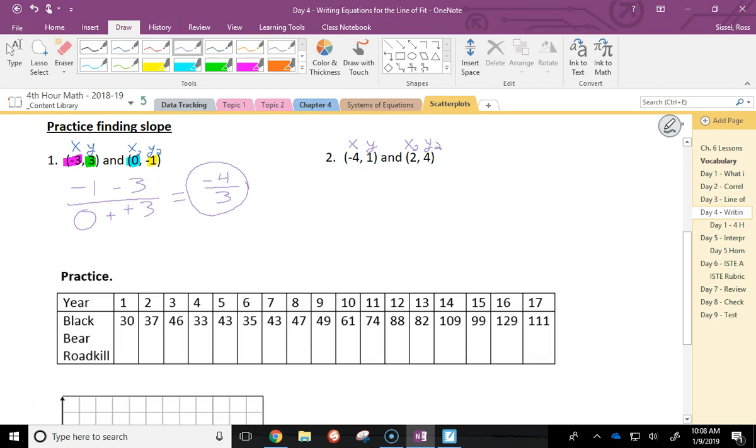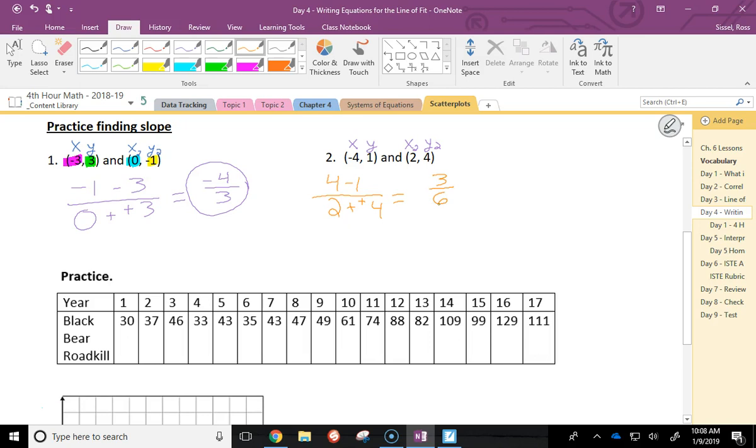Okay, so you have to do y2 minus y1, which would be 4 minus 1. That's y2, that's y1. Then you do x2 minus x1, and that would be 2 minus negative 4. Then you make the 4 positive and you add to it. Minusing a negative is like adding a positive. And then you get 3 over 6. 4 minus 1 is 3. 2 plus 4 is 6. And then you simplify it to a half.